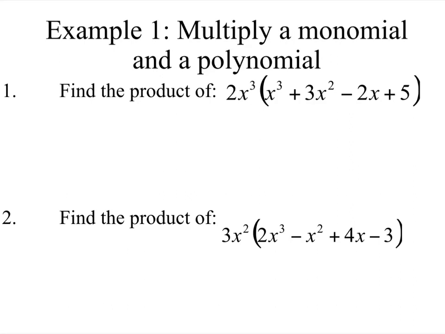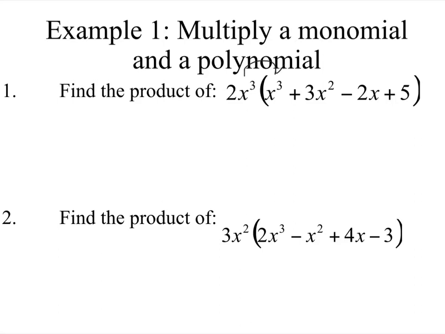So the first one is basically just the distributive property. We're going to do a monomial times a polynomial. You are literally and truly just going to take the piece outside and multiply it to each piece inside. Numbers multiply with numbers and exponents get added.